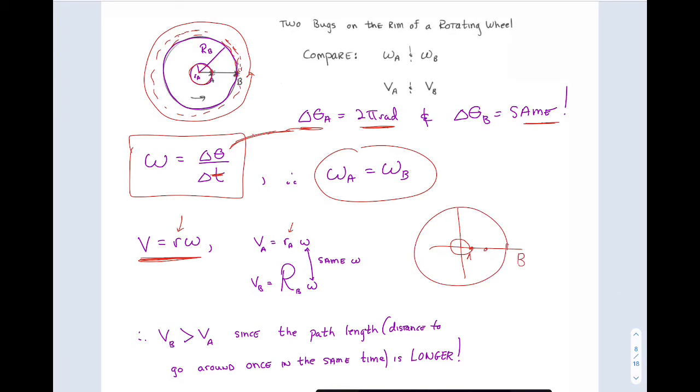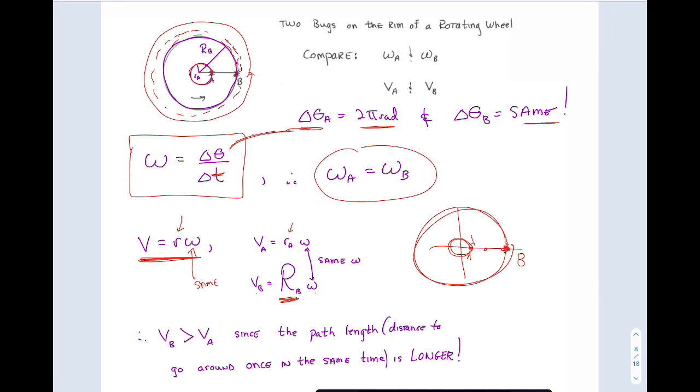So in the same time it takes bug A to go from here to there, bug B has to go the huge distance in the same time. So the speed of bug B is that huge radius times the same omega. So even though omega is the same for each bug, the radius isn't. So the farther you're out from the center, the bigger your linear speed is.